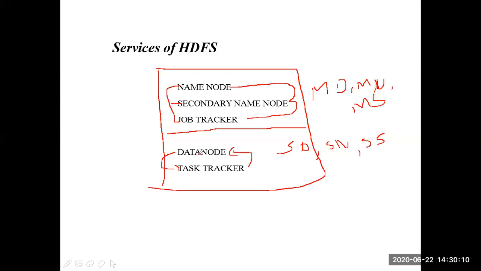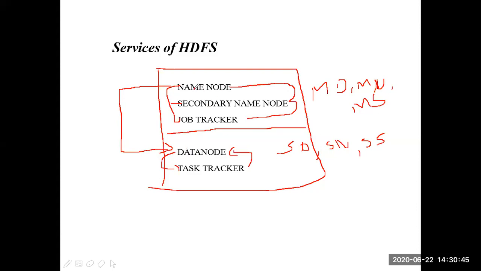But when we come to the master nodes and slave nodes, from the master nodes, only name node can communicate with data node in the slave part. Okay, we can say the name node is the master for the data node. Data node is called the slave of name node. The name node acts as master for the data node, or the superior for this data node.